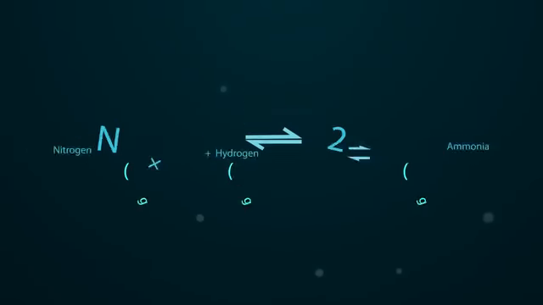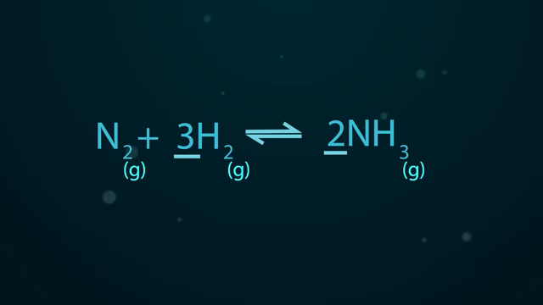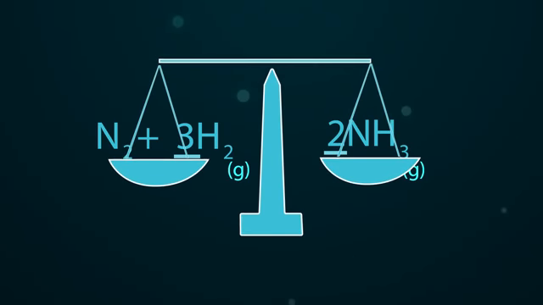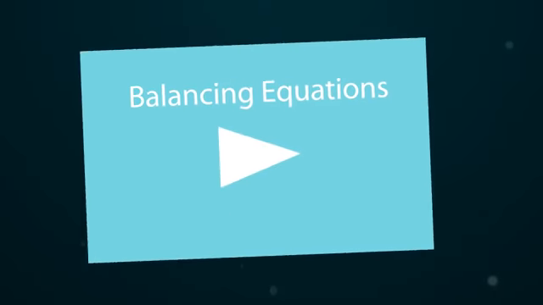And you'll note some numbers in front of the hydrogen and ammonia formulae, and these are there to make the equation balance. You can find out more about this in our balancing equations lesson.